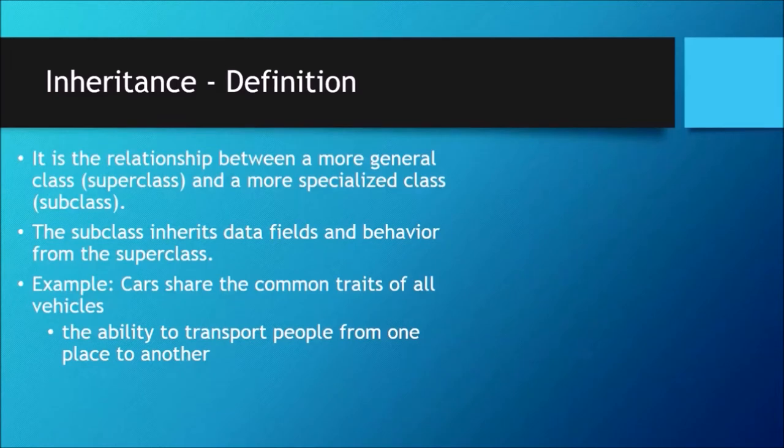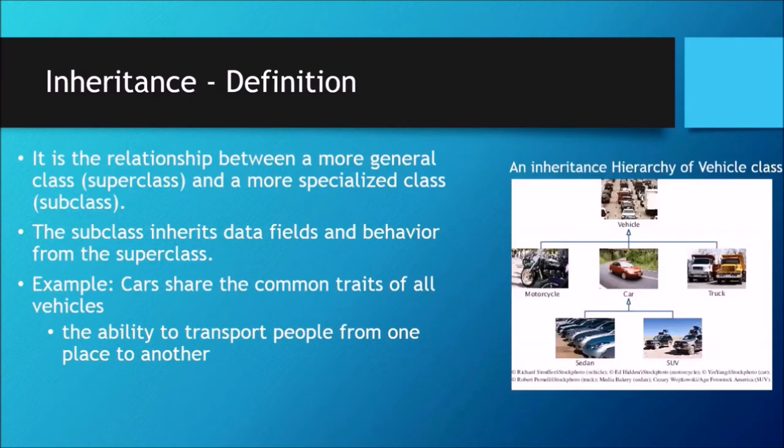Inheritance definition: it is the relationship between a more general class, that's a superclass, and a more specialized class, that's a subclass. The subclass inherits data fields and behaviors from the superclass. For example, when cars share the common traits of all vehicles, the ability to transport people from one place to another.